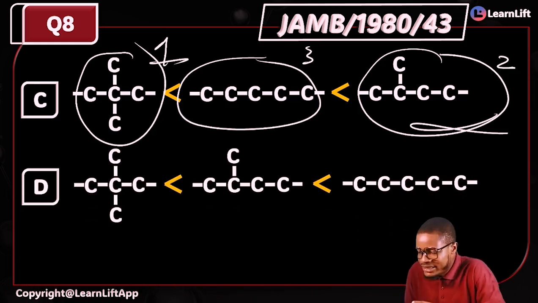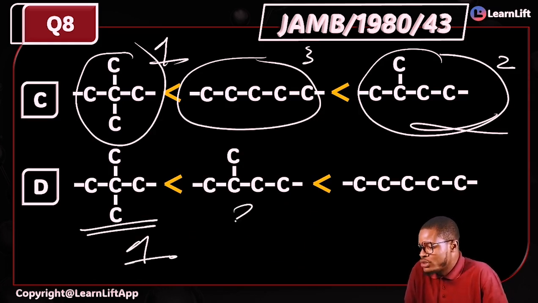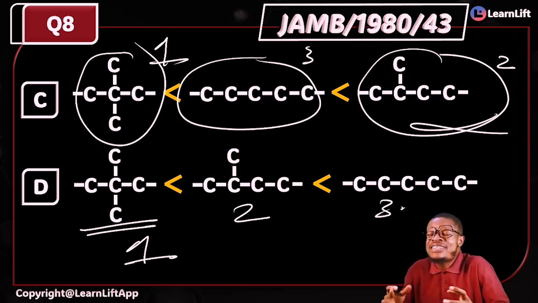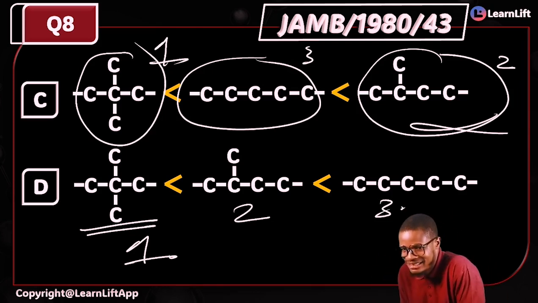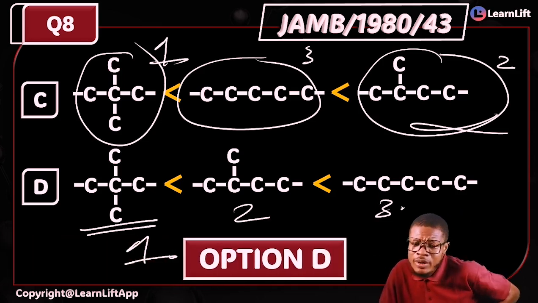Look at D. D says this guy should come first. Correct. Here is 1. Here is 2. Here is 3. That's the answer. The one that has the highest branching has the least boiling point, so it is less than the rest. Do you see it now? So what is the answer? Option D is the correct answer.